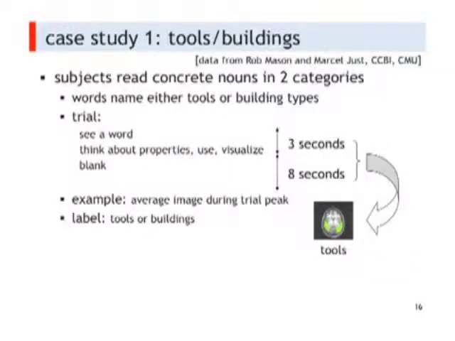Every trial gives rise to, say, one average image at the peak of where the signal is in the trial. That's really what the classifiers get to see, and we'll also get into more detail about that. So you'll just have one image per trial, and you know what happened in that trial: the subject saw a tool, or the subject saw a building.